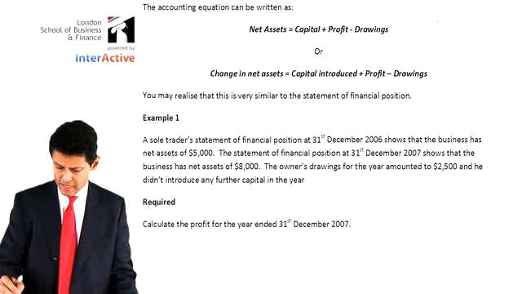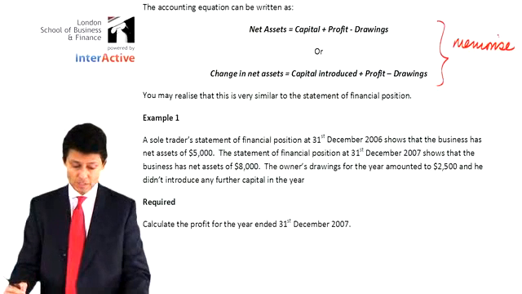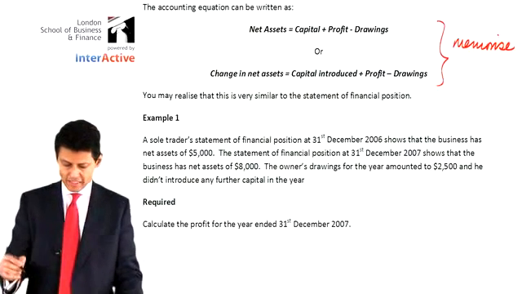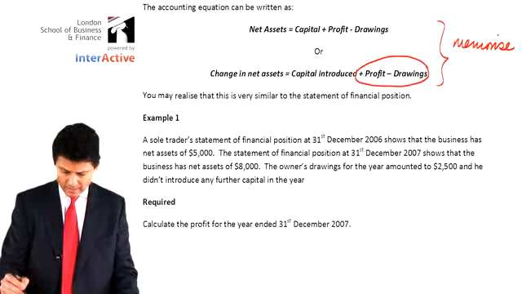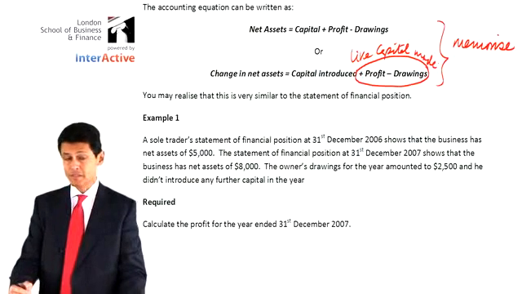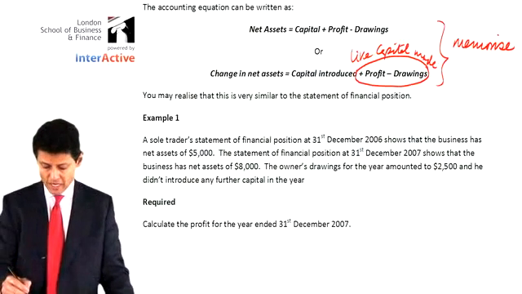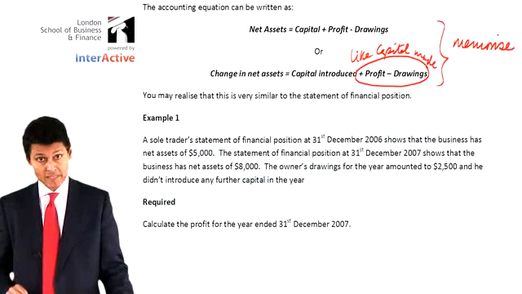So let's get busy with a few of these examples. Before I do that, can I just say you must memorize this, or indeed any format that makes sense to you. The other way I could describe it is that this little section here, profit minus drawings, is like capital made by you. The capital introduced plus the capital made equals a change in net assets, of course. And the capital made is the profit that you've generated minus what you've taken out to live on, the drawings. Very similar to the SFP, of course.